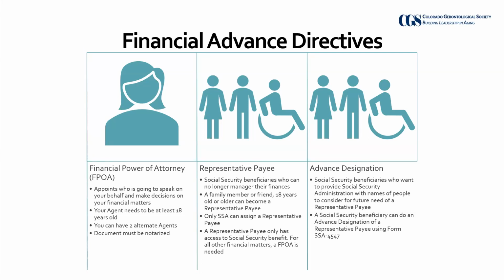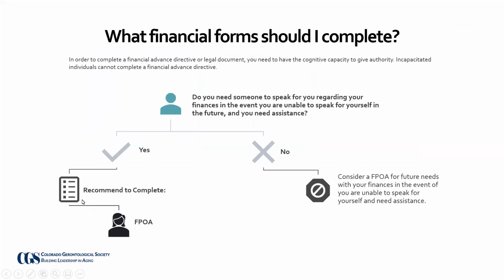The financial power of attorney, there could be one, there could be 20, there could be 5, depending on your situation. Once you take that inventory, that is what will determine how many financial power of attorneys you will have. And once again, financial power of attorneys do need to be notarized. Just like I did with the medical piece, I gave you a tool to figure out what you need to do.